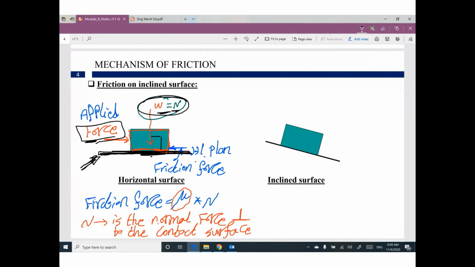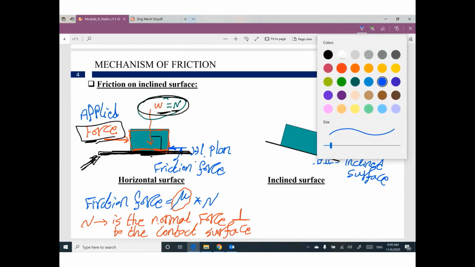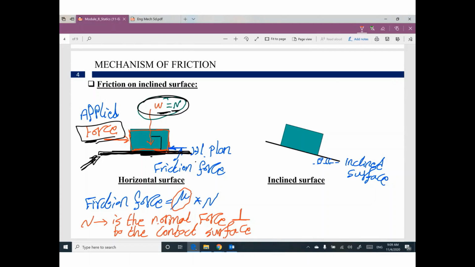What will happen if you have an inclined surface with angle theta? Before anything, can you tell me what is the direction of the weight of this box? At the centroid, at the center of mass, we have a vertical force downward, equal to W, the weight.